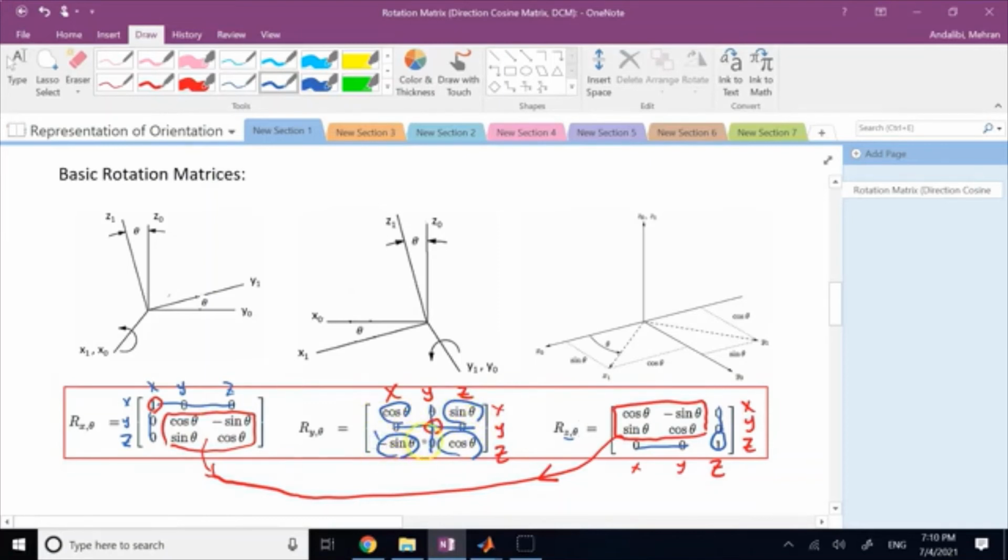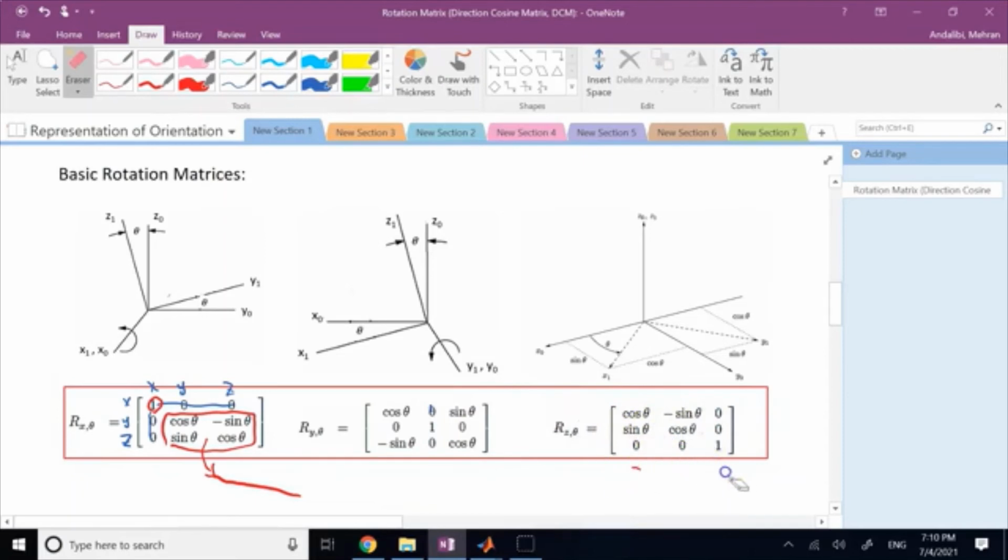Okay, so for y, this 2 by 2 minor is like the transpose of those two others. X and z are the same, y is like the transpose of the x and z. Okay, but it's not really hard once you work a couple of times with these to keep them in mind, that you can write down these basic rotation matrices without too much difficulty. So hopefully that will help you remember these rotation matrices a little bit better.